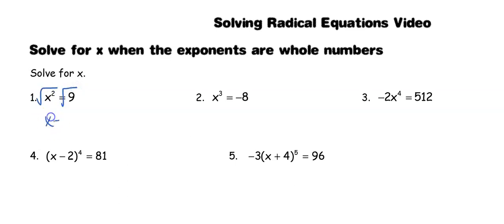And you're probably saying, okay, x equals 3. And you're kind of right, but remember, if I have x squared equals 9, my only answer isn't just x equals 3, it's x equals plus or minus 3, because 3 squared equals 9, and a negative 3 squared also equals 9.